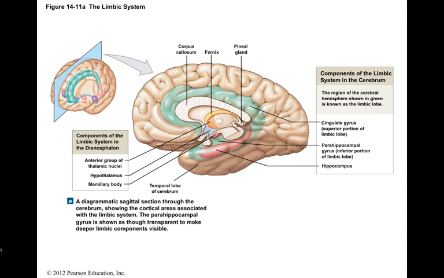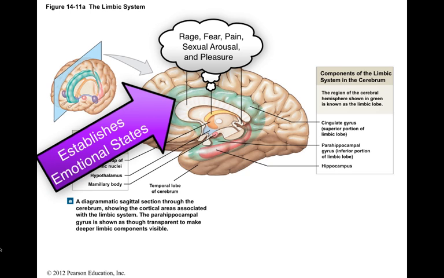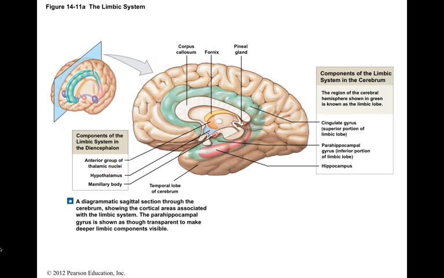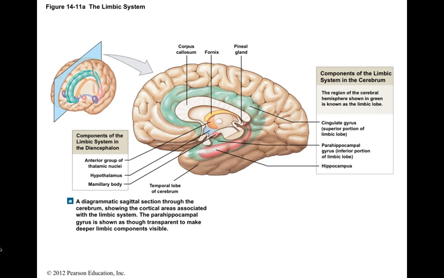The limbic system includes tissue along the border between the cerebrum and the diencephalon. This system is a functional group rather than an anatomical one, meaning there are no distinct borders. The limbic system establishes emotional states such as rage, fear, pain, sexual arousal, and pleasure. People with damage here have difficulty getting pleasure in life and often turn to alcohol, drugs, sweets, and gambling addictions. This area is also responsible for repetitive behaviors, reward experiences, and focusing attention.